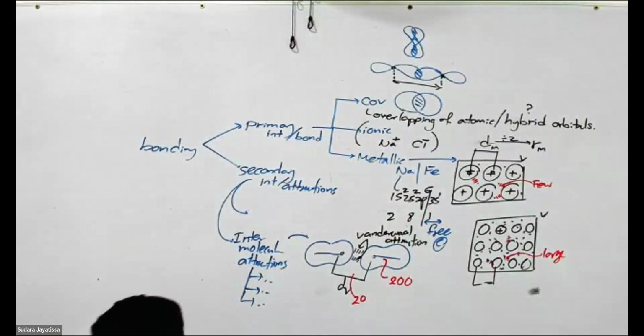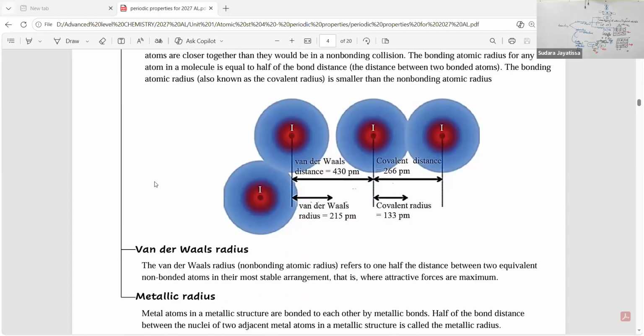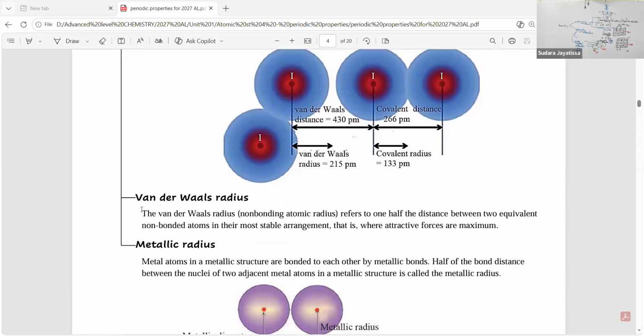Now shall we go through that bonding and non-bonding part? You can understand, we don't call this a bond. This is not bonding. It is an attraction. That's why this is called the non-bonding atomic radius. Now look at the van der Waals radius term. The van der Waals radius or non-bonding atomic radius, underline both. Highlight non-bonding atomic radius, it is better.